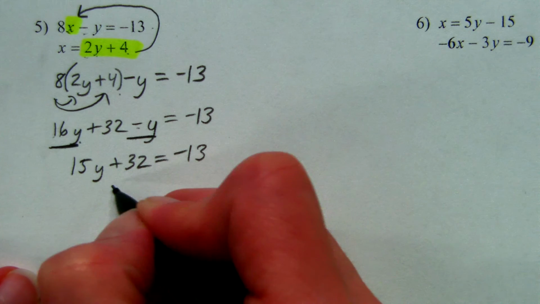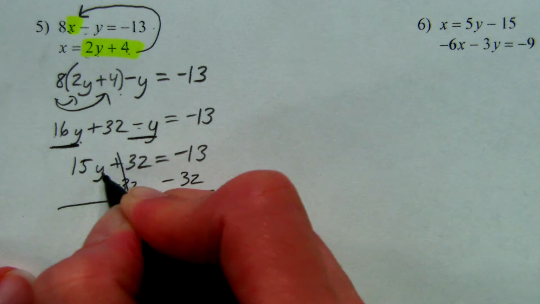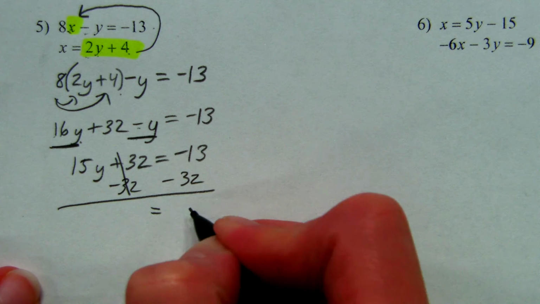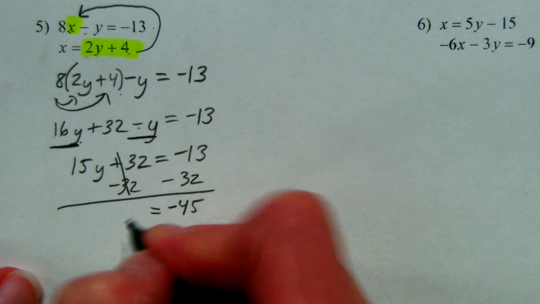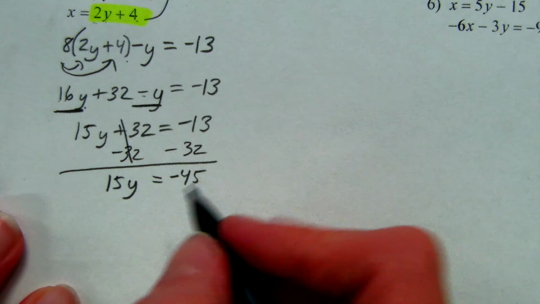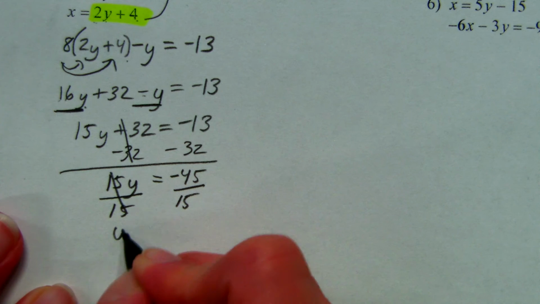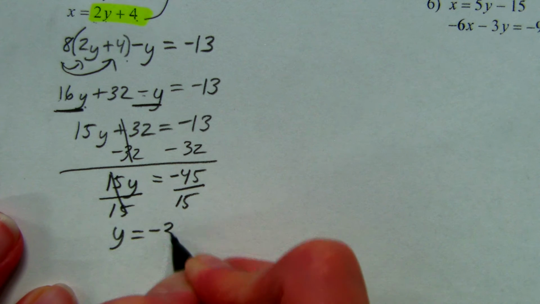All right, next we subtract 32 from both sides to get the term with the y in it by itself. So we get negative 45 over here, 15y over here. Divide both sides by 15, and we get y is -3.